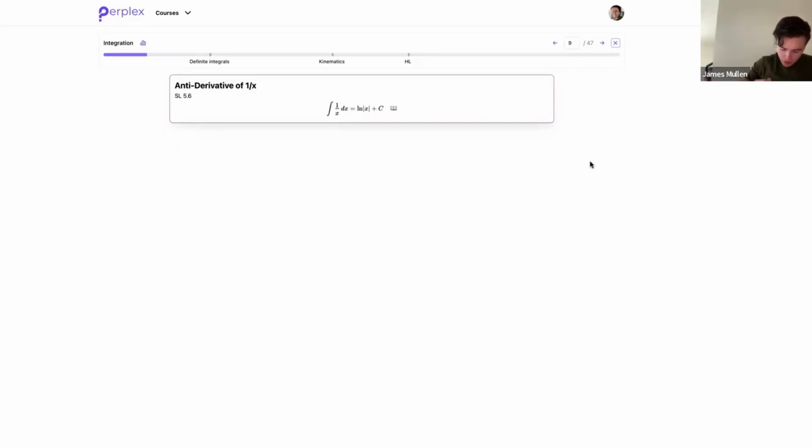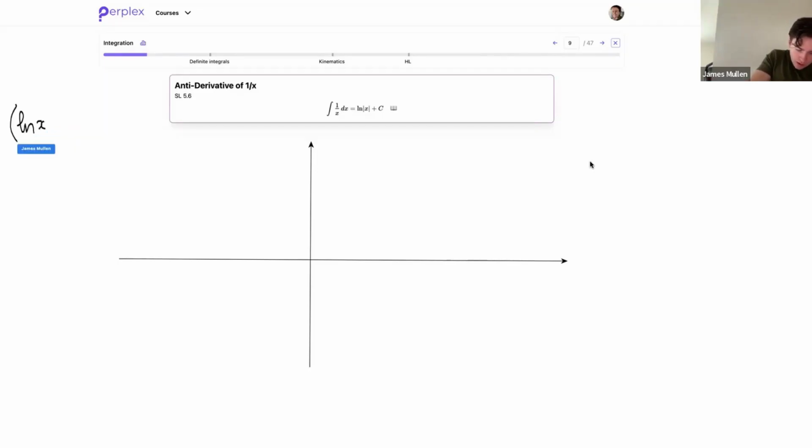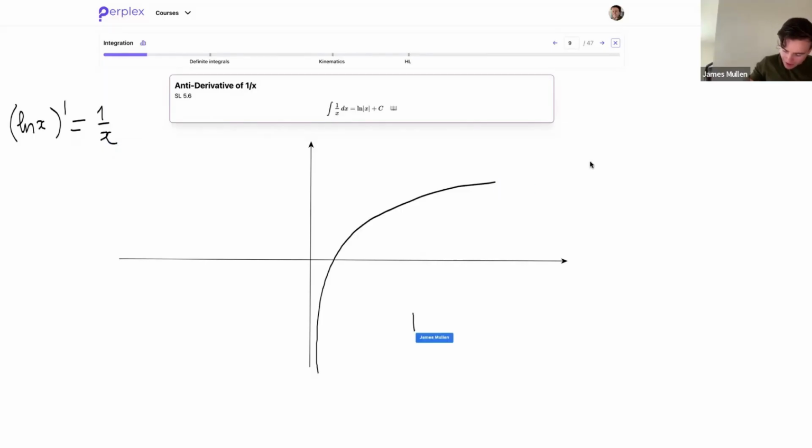I'm going to sketch a picture of 1 over x and of ln of x, because students always ask, why is there an absolute value on the ln? That doesn't make any sense. Okay? We know that the derivative of ln is 1 over x. But here's the thing. Natural log has a domain of x greater than 0. So the domain of ln of x is x greater than 0, right?